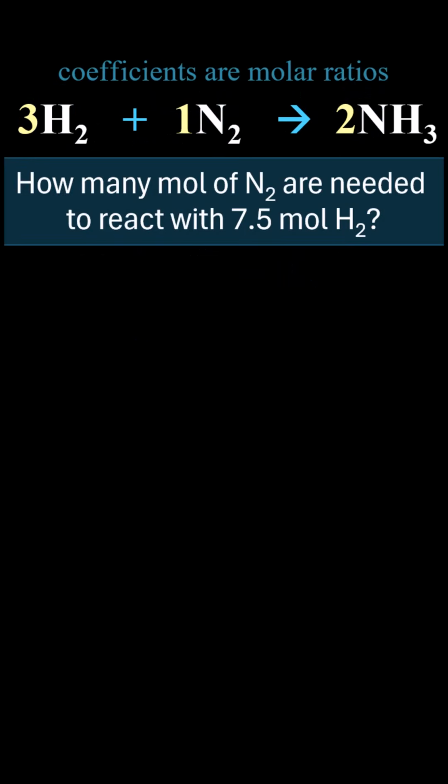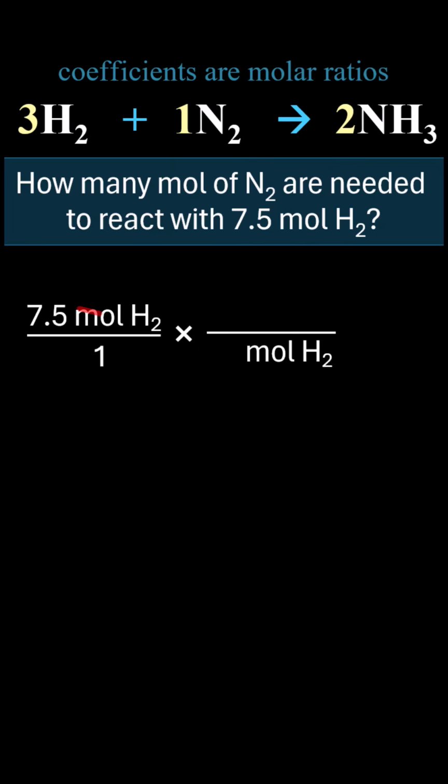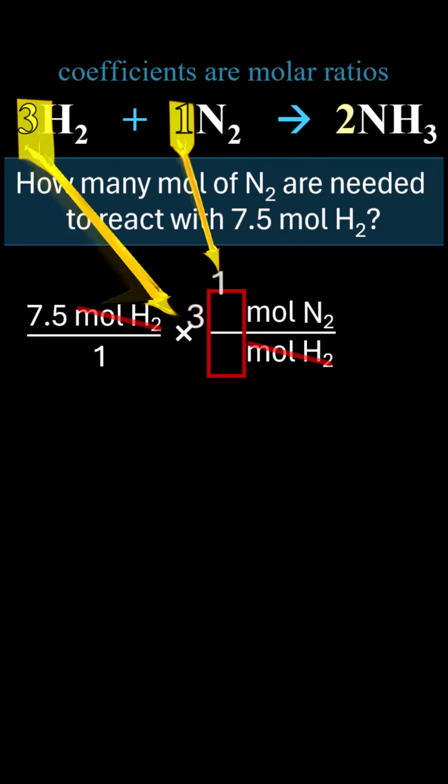How many moles of nitrogen are needed to react with 7.5 moles of hydrogen? 7.5 moles of hydrogen is given, so we start with that and multiply by a fraction with the given unit on the bottom so that it cancels, the wanted unit on top, and use that coefficient ratio.